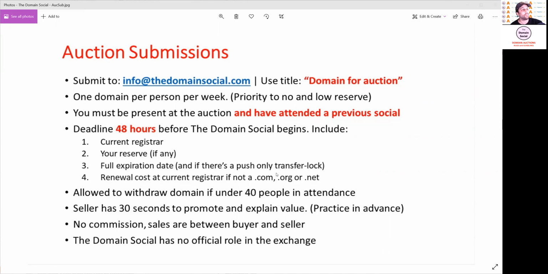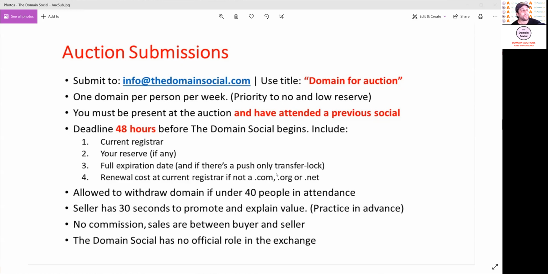The limit is 1 domain per person per week. And I try to put everybody's domain, but priority will be given to no and low reserve domains. And remember, it's a wholesale auction, right? So keep your reserves modest and keep your expectations modest. These are not end users who will be buying your domain.